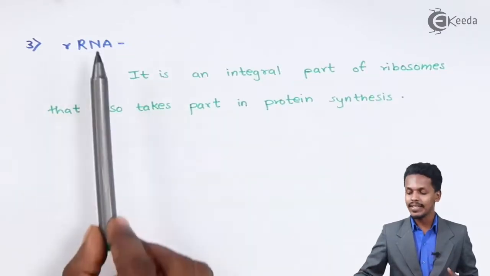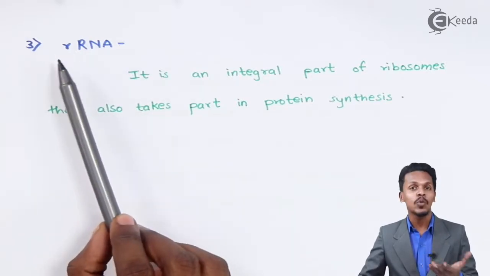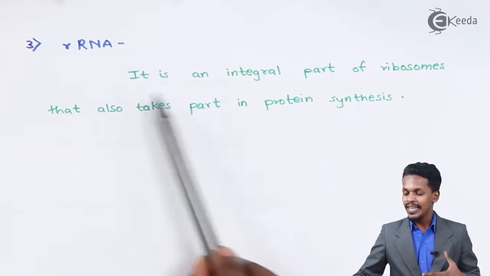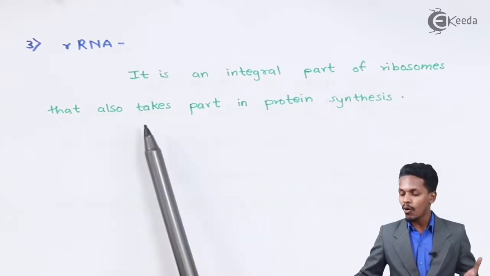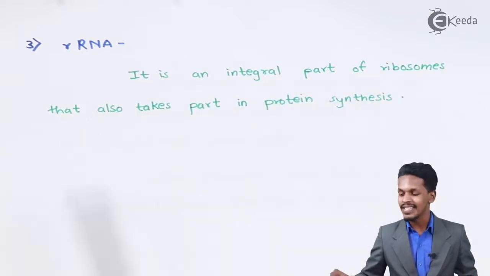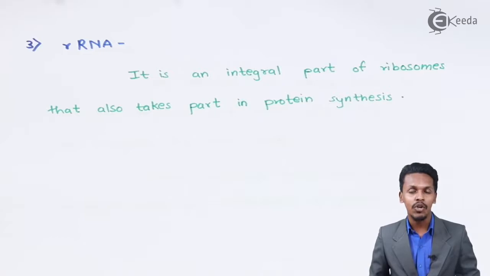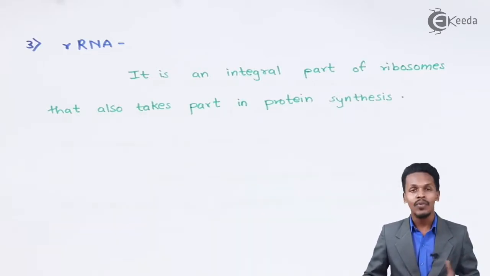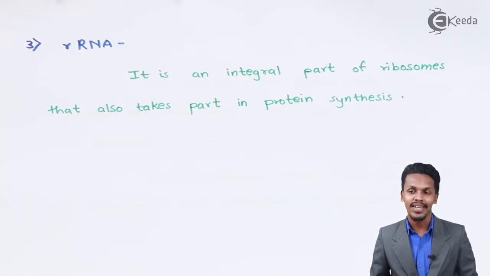The next type is rRNA, which is known as ribosomal RNA. It is an integrated part of the ribosomes that also take part in protein synthesis, and we have discussed in our previous topics also that RNA plays a very vital role in protein synthesis. So therefore these are the types of RNA, and that's it.